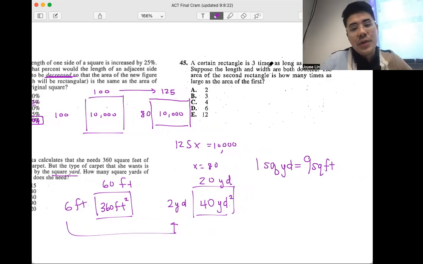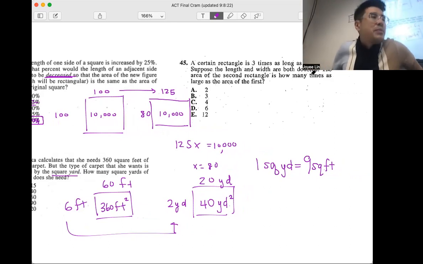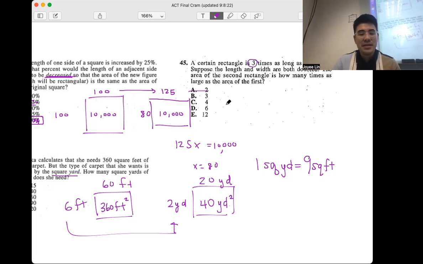A certain rectangle is 3 times as long as it is wide. Suppose the length and width are both doubled. How does the area of the second rectangle relate to the area of the first? What do people normally say? They say double, right? They say A. It's not A. And it's not B either, right? Because that's the number 3 there. So what happens when you double the length and the width? It's 4 times for area, right? It's 4 times for area. How many times for volume? 8 times. 2 times 2 times 2.